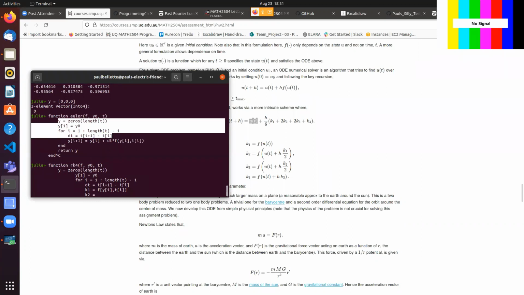K2 is you want to take at some intermediate step. So you want to take it with K1. So you need to have calculated K1 to do K2.